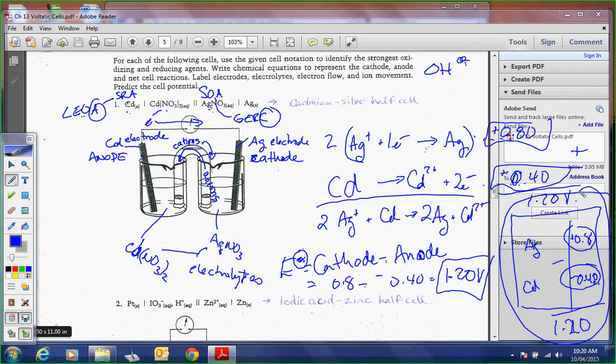However, if they ask you to write it down, or if they ask you what is the oxidation potential, then you have to put it. Everybody understand what I did here, because it's the first time I've done it on a board.